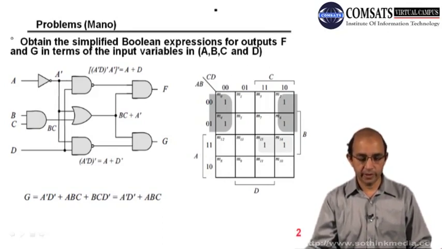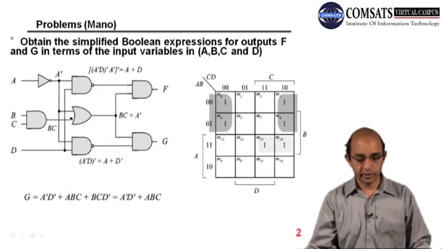The first problem is that we have to obtain a simplified Boolean expression for this circuit. So we have 4 inputs, 2 outputs. You will be computing F yourself. This is your homework. And I will be focusing on G.